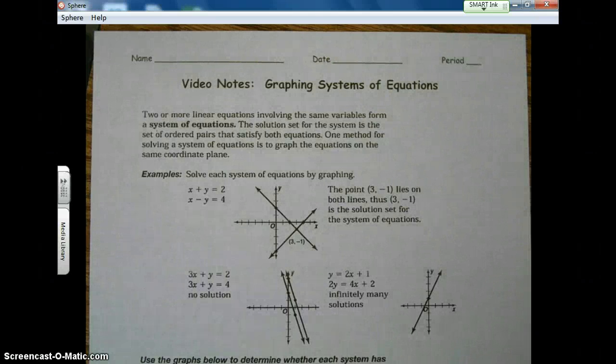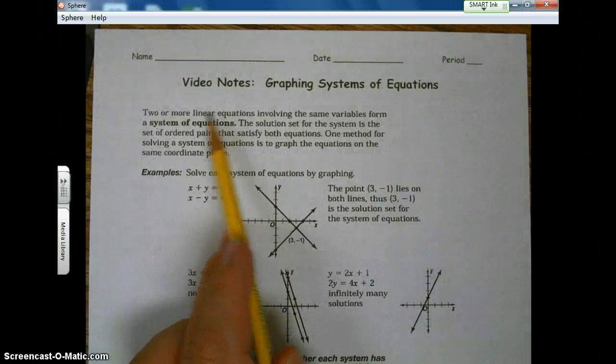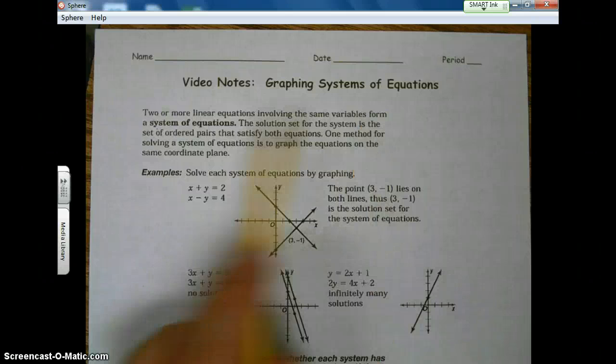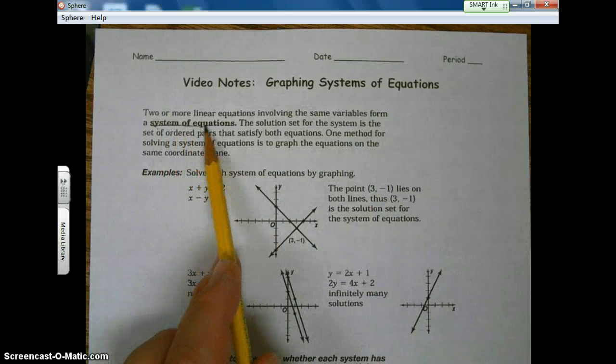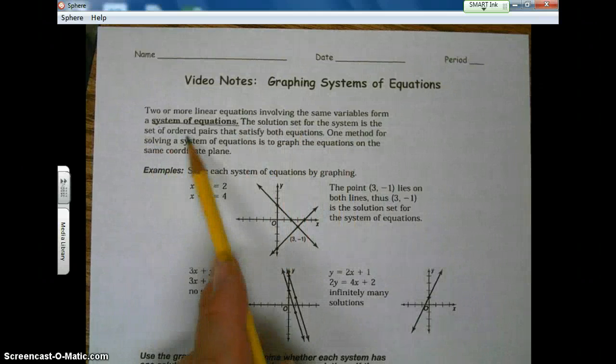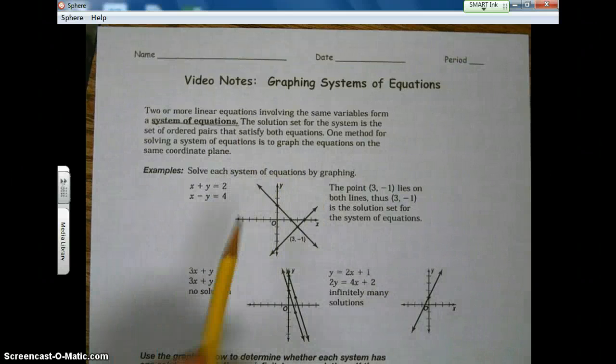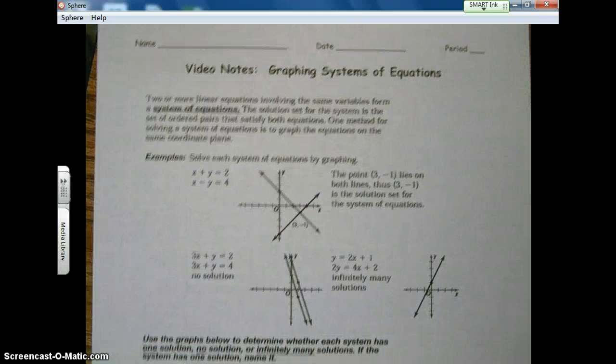So we have learned how to solve a system using substitution and elimination, which are the algebraic methods. Today we're going to look at graphing in order to solve. Just as a reminder, two or more linear, or actually any equations involving the same variables form a system of equations. The solution set for the system is a set of ordered pairs that satisfy both equations. Let's take a look at the graphing method.